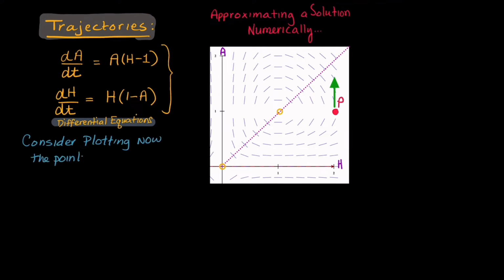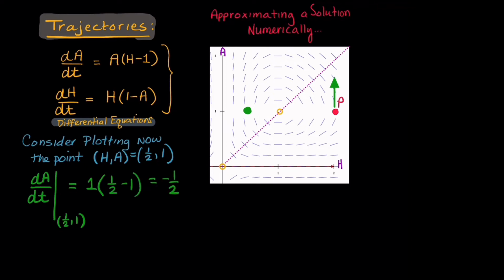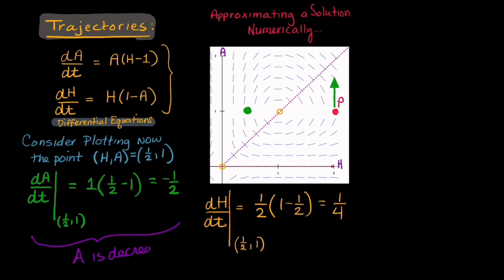Let's consider plotting now the point (H, A) equal to, let's go with (1/2, 1). Now we're going to evaluate both of the differential equations with respect to time at this particular coordinate for these populations. dA/dt gives us a negative 1/2 value. dH/dt gives us a value of 1/4, a positive value. So that means that A is decreasing and H is increasing. The point will move downward and to the right.